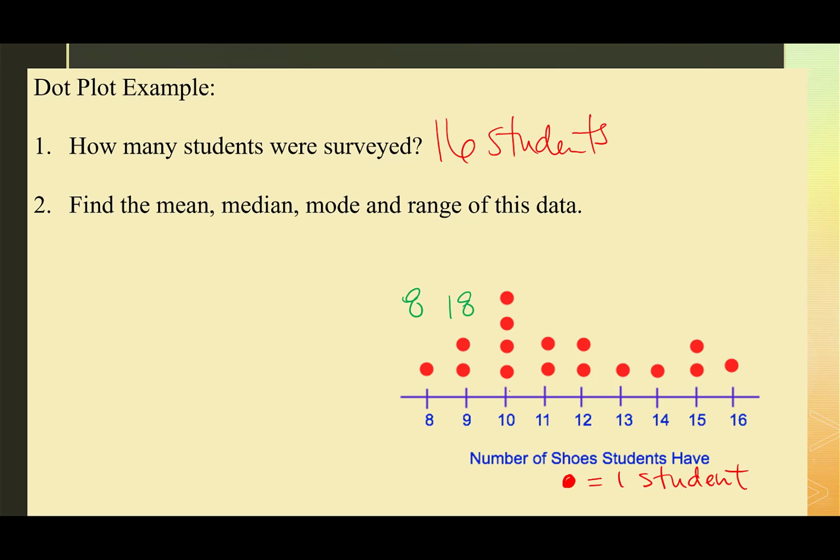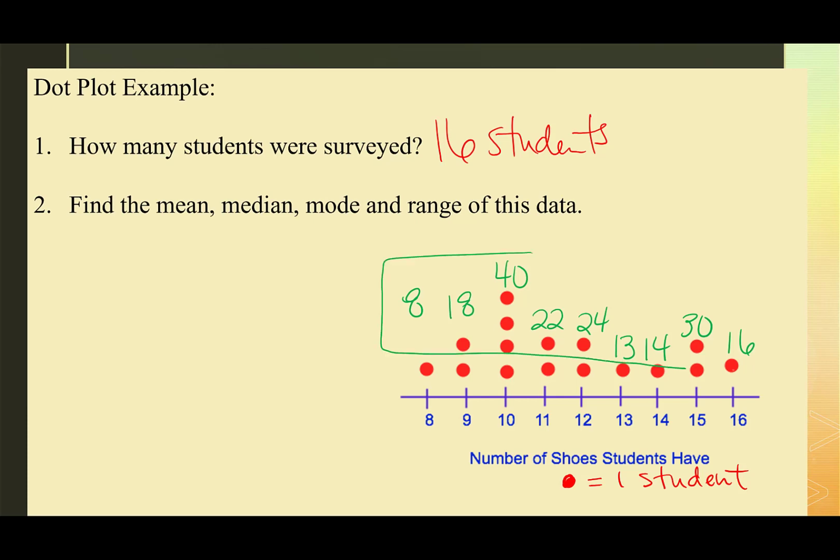There are 4 students who have 10 shoes, so 10 plus 10 plus 10 plus 10, or 4 times 10 is 40. 2 students have 11 pairs of shoes, so that's a total of 22. 2 students have 12 pairs of shoes, it's a total of 24. 1 has 13, 1 student has 14, 2 students have 15, and 1 student has 16.